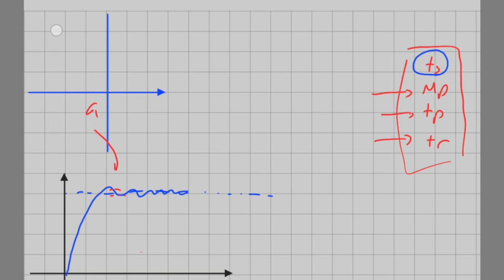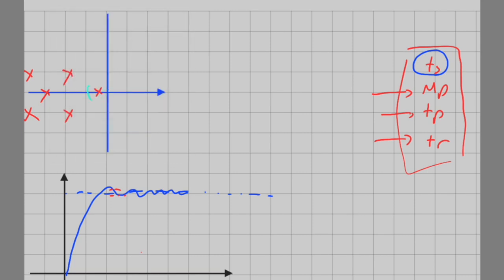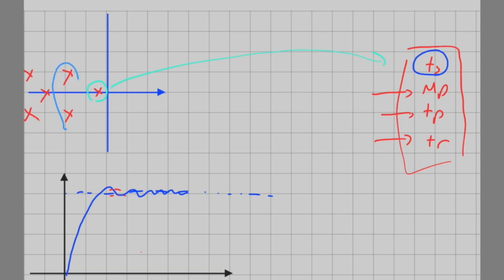For example, let's assume that we have a scenario like this. For a higher order system, we have a plot where it is very close to the origin. We have two complex conjugate roots here, a real root here, and two complex conjugate roots here. In this case, we can use this pole to compute settling time, and we can use these two complex conjugate poles to compute overshoot, peak time, and rise time. Again, this will give you a good approximation, but there will be some errors.